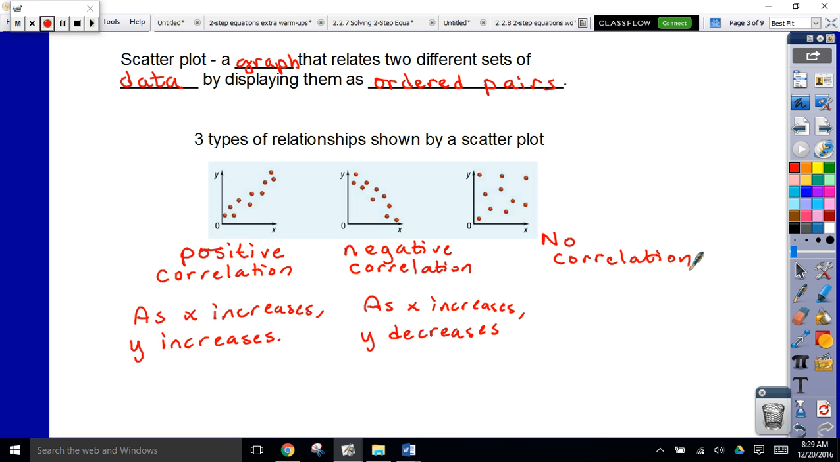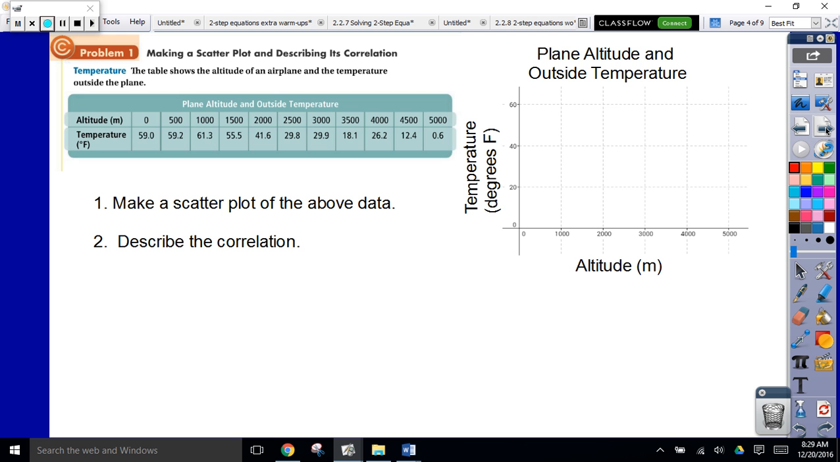It doesn't have to be age. It could be anything. What would be an example of two types of data that might have no correlation? Favorite color. Okay. Favorite color and age. Sure. So maybe we graph age on the x-axis, we graph favorite color on the y-axis. There's no correlation, perhaps, between age and favorite color. Okay, good. Actually makes sense.